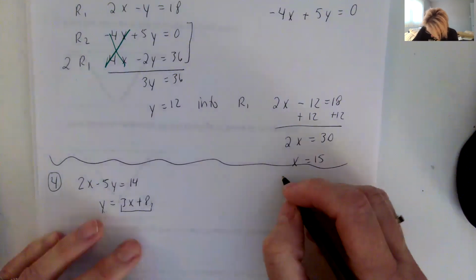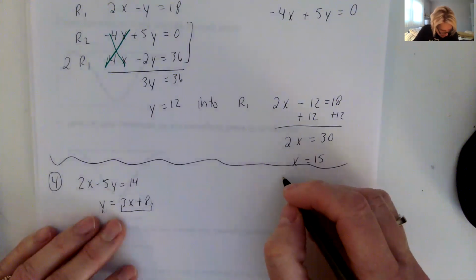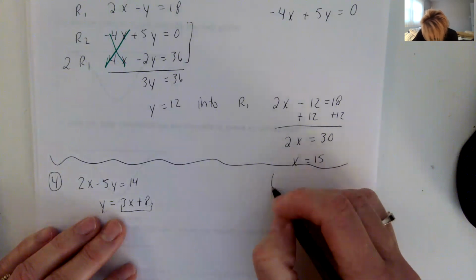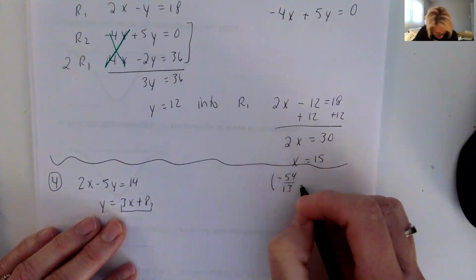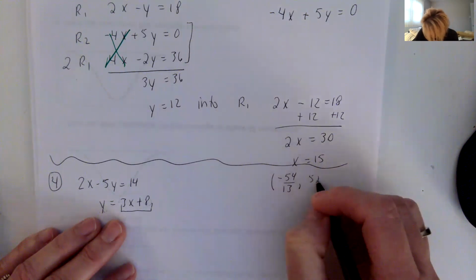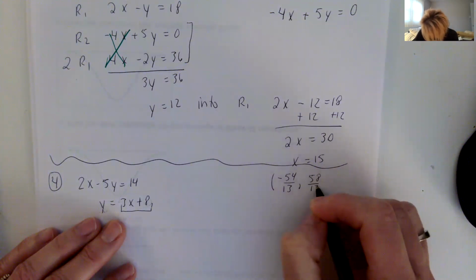Okay, so Desmos tells me that my answer should be a negative 54 over 13 and a negative 58 over 13.